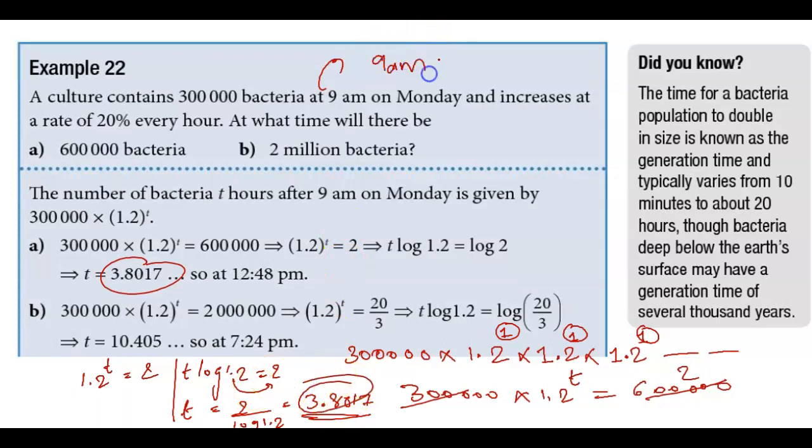9 am plus 3.8017 hours. When you add this timing, when you increase this timing by 3 hours, and what is this 0.8 now? What is this 0.8 hours? You'll convert that into minutes and your answer would be 12:48 in the afternoon, that is PM.